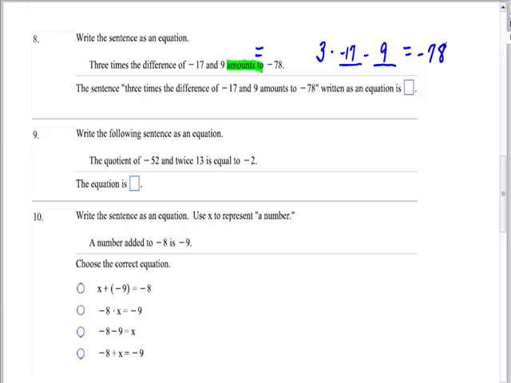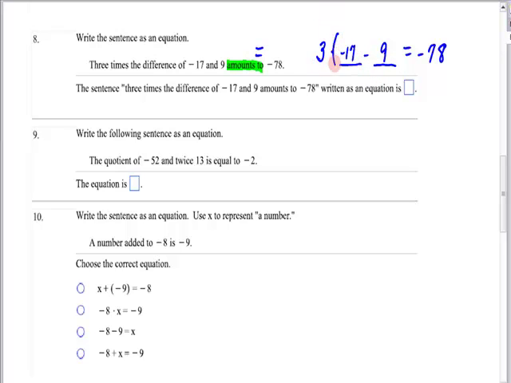Now, there's something missing in my expression on the left-hand side. The way I've written it with 3 times, if I want the 3 to be multiplied by the entire difference, right now it's only multiplied by the negative 17.